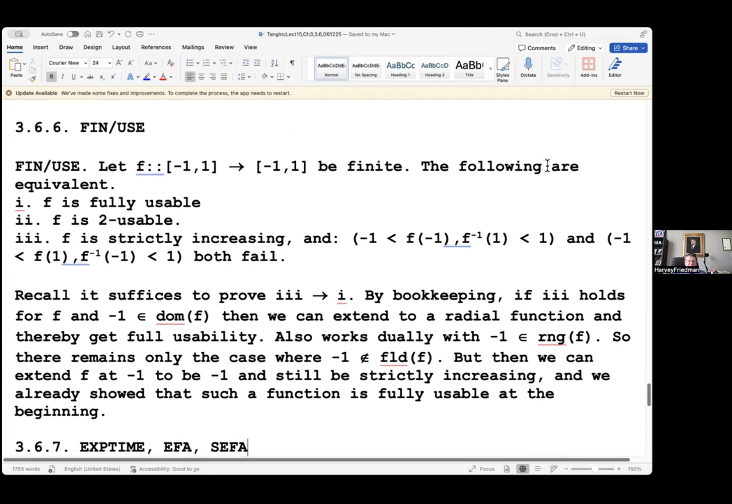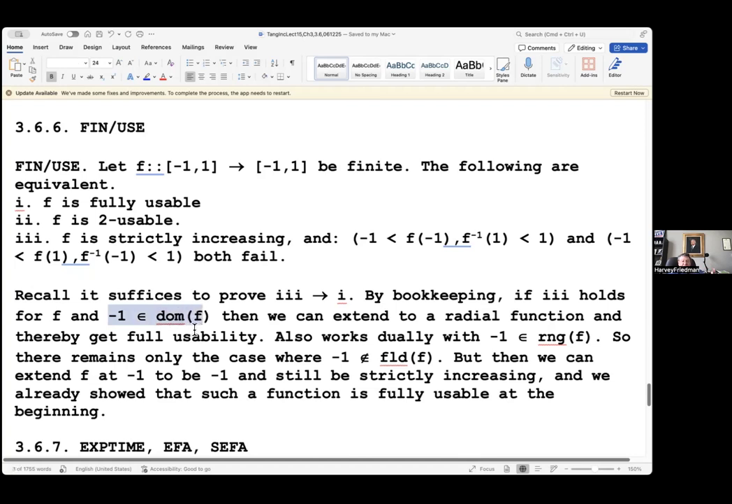Which we stated before. Remember, the whole point is that we have to show that 3 implies 1. Okay, so we want to prove 3 implies 1 by bookkeeping. We already talked about that. Now, we're assuming 3 holds for F. Let's assume that -1 is in the domain.